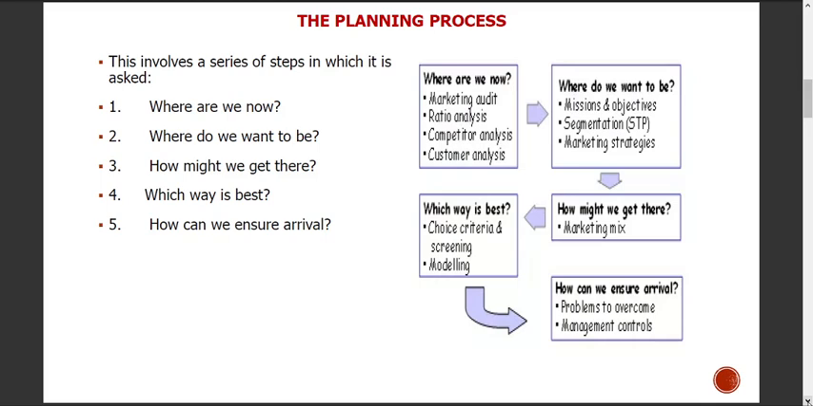After realizing how you're going to get to where you want to be, you choose the best way to help you get there, which is our 4th step. Here you choose criteria that will help you achieve your goal, and you may also come up with a model that you're going to use. Then lastly, how can we ensure arrival? Here you look at the problems or threats that you might encounter, and the management controls that will help you overcome your problems.